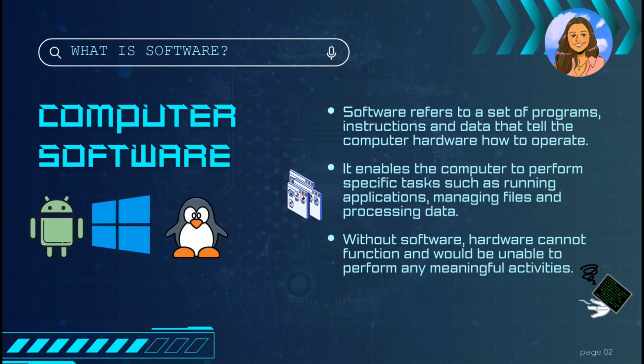Software refers to a set of programs, instructions, and data that tell the computer hardware how to operate. It enables the computer to perform specific tasks such as running applications, managing files, and processing data. And without software, hardware cannot function and would be unable to perform any meaningful activities. So, basically, software is a set of instructions that tells the computer how to work. Think of it like your computer's brain plan, where hardware is the body and software is the mind.